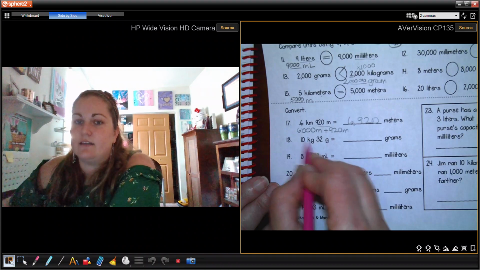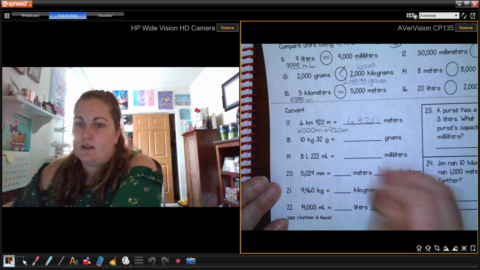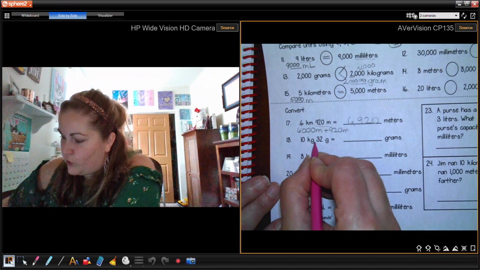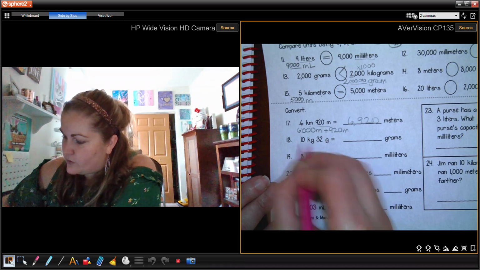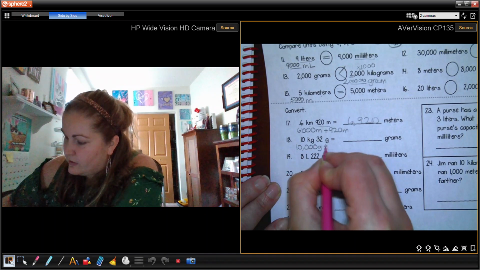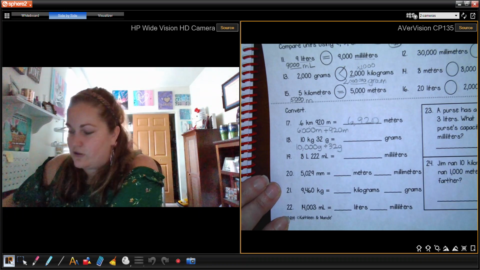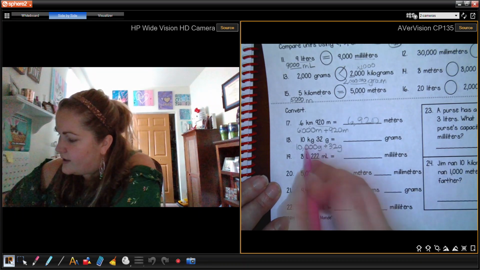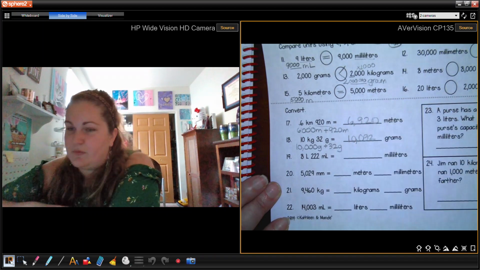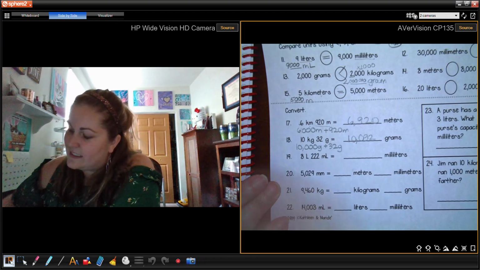I'm going to do the same thing here. My 10 kilograms and my 32 grams, I'm going to combine it all together for just grams. So 10 kilograms, well, 1 is 1,000, so 10 would be 10,000 grams plus the 32 grams, and that'll be an easy addition because there's nothing here in the tens and ones. So then it would be 10,032 grams.